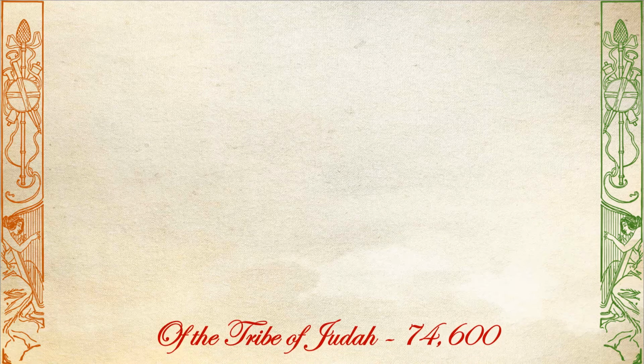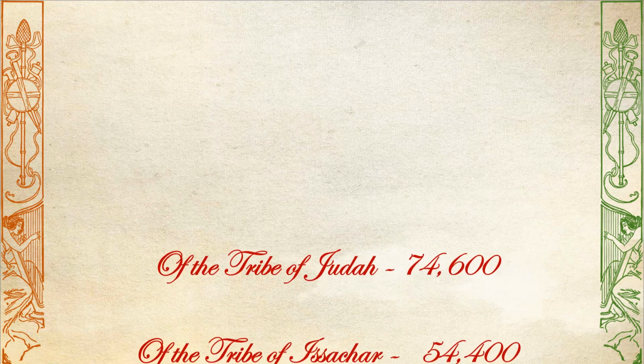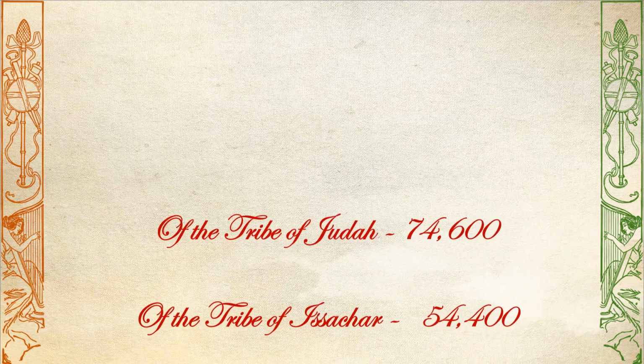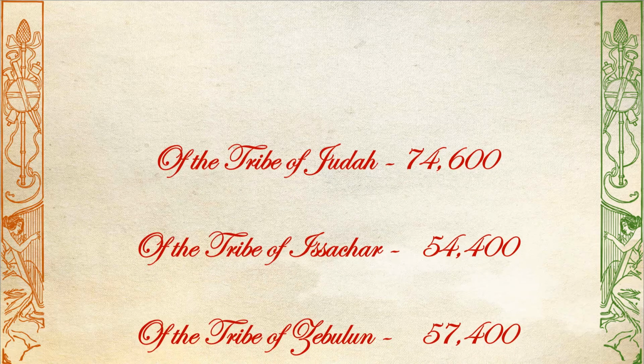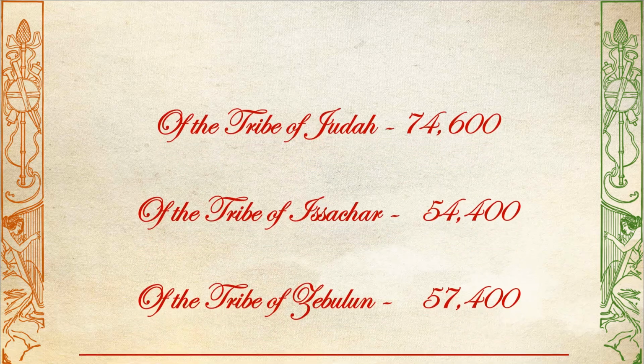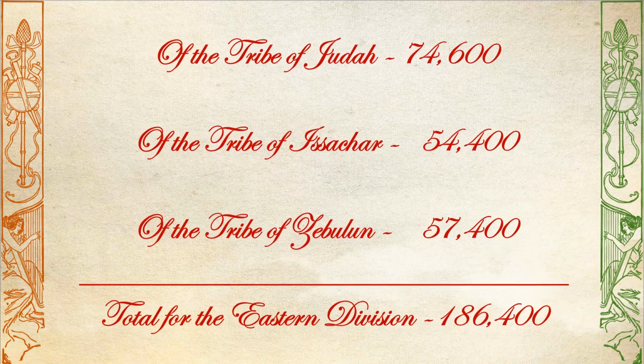Thus the eastern division of the army of Israel numbered, of the tribe of Judah, 74,600, of the tribe of Issachar, 54,400, of the tribe of Zebulun, 57,400. The total for the eastern division was 186,400.